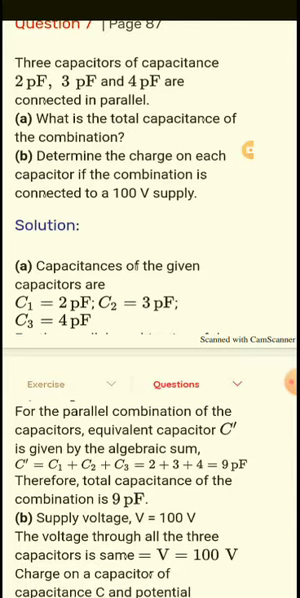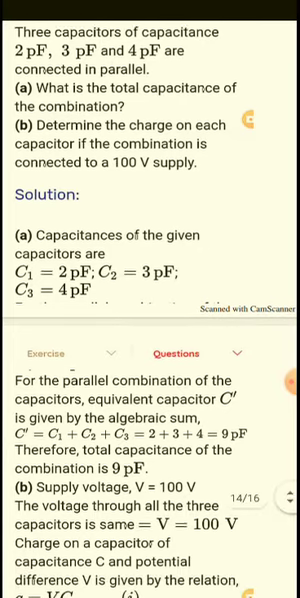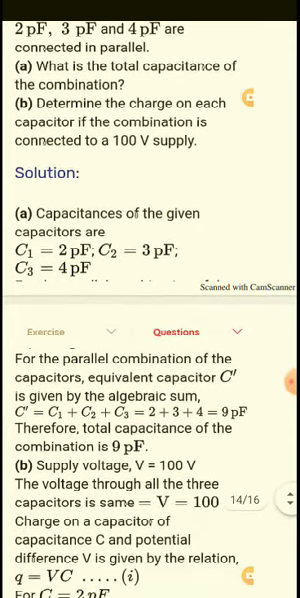And the total capacitance can be written as C is equal to C1 plus C2. Why are we taking this formula? It is connected in parallel. So C dash is equal to C1 plus C2 plus C3. So 2 plus 3 plus 4 is equal to 9 picofarad. The total capacitance of the combination will be 9 picofarads. And the supply voltage V is equal to 100 volts.